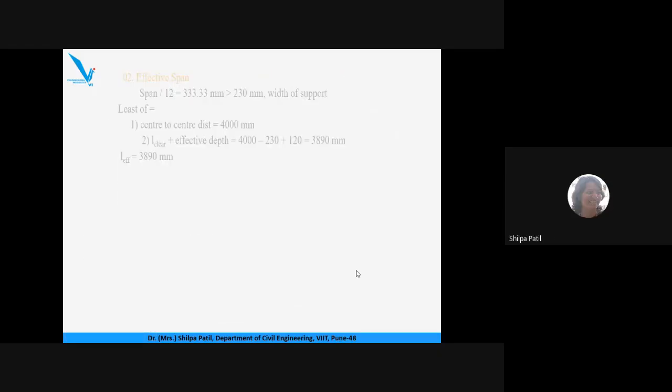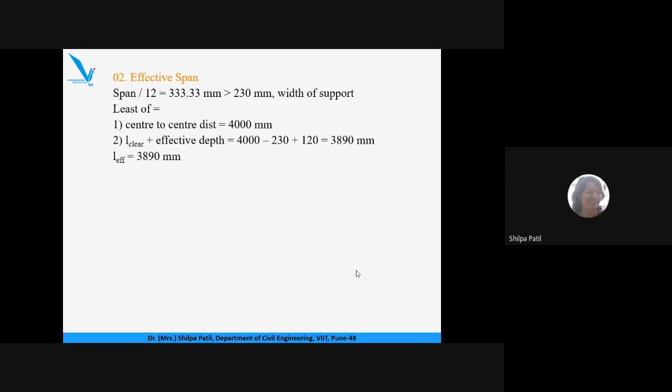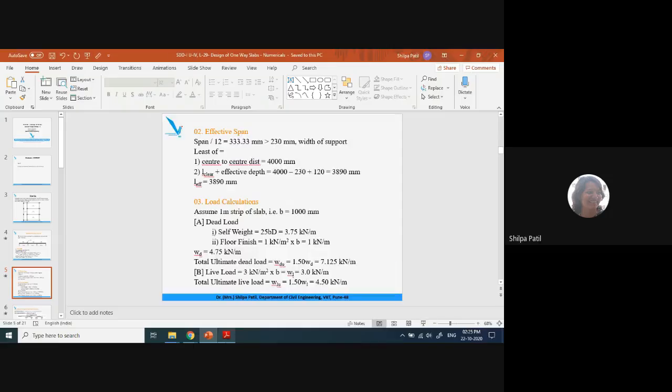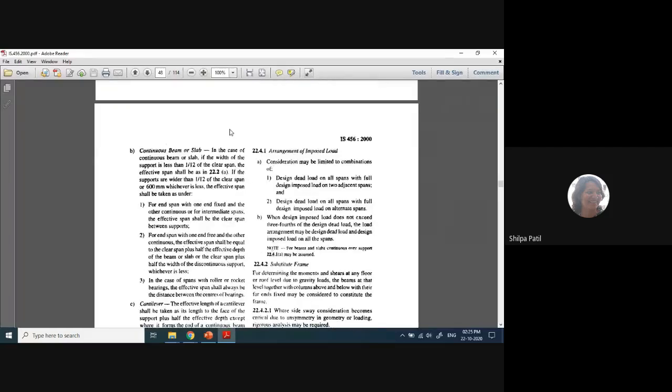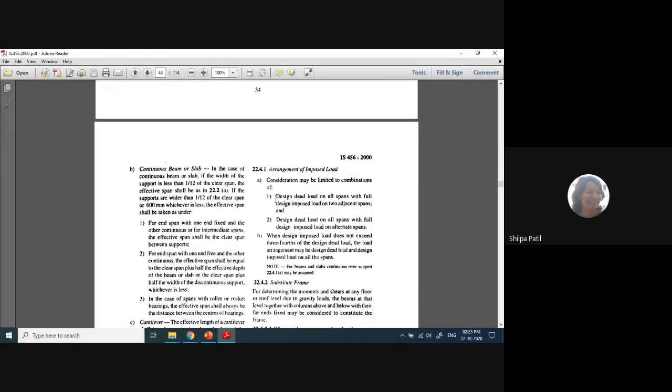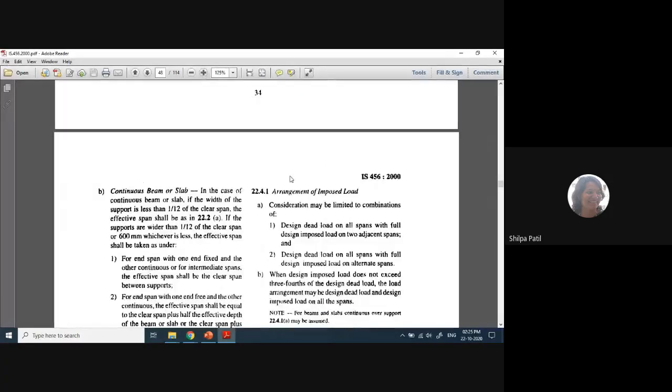So the next step is finding the effective span. Now for the effective span, I will go to the code because the criteria for finding the effective span for continuous slab is a little different, which we have already discussed last time while designing the continuous beam. But still, I will focus again on the same clause. So everybody open IS 456 page number 35. Is it visible? IS code, everybody?